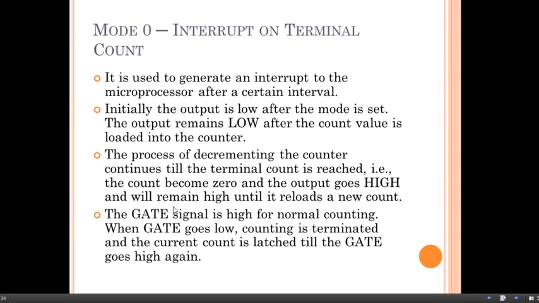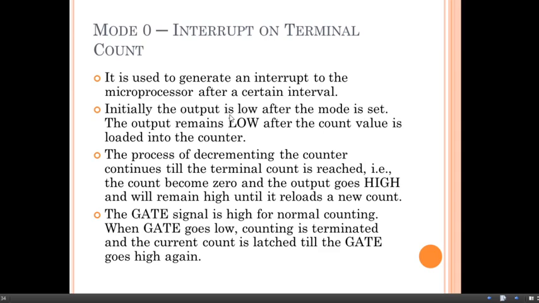That means the count becomes 0 and the output goes high and will remain high until a new count is reloaded. The gate signal is high for normal counting, and when the gate goes low, counting is terminated and the current count is latched till the gate goes high again. So these are the details about mode 0.